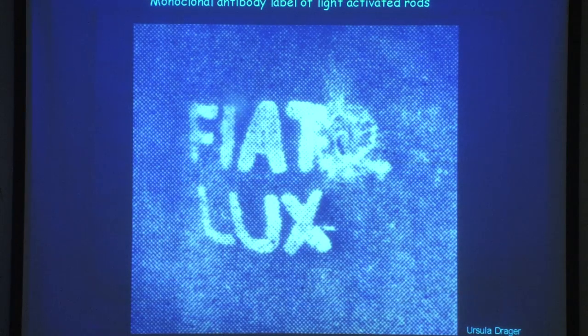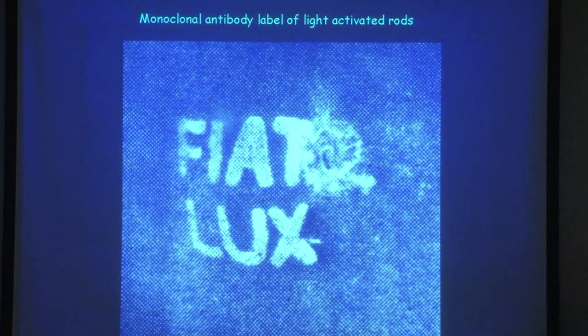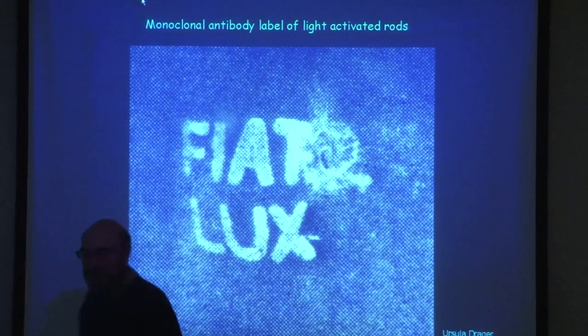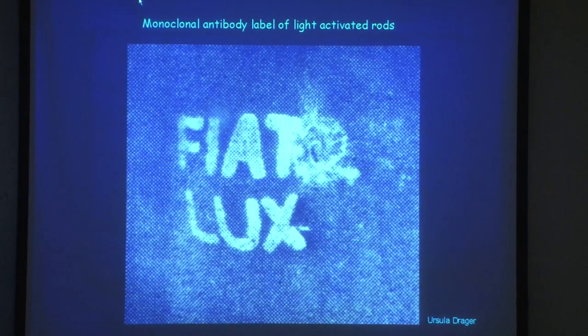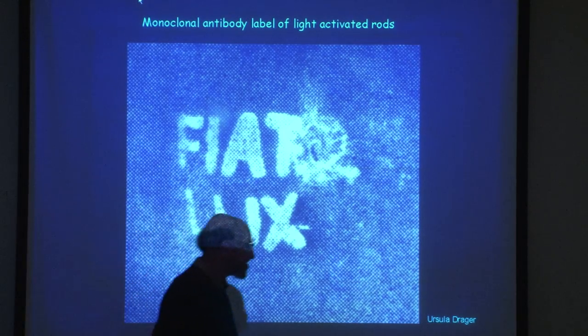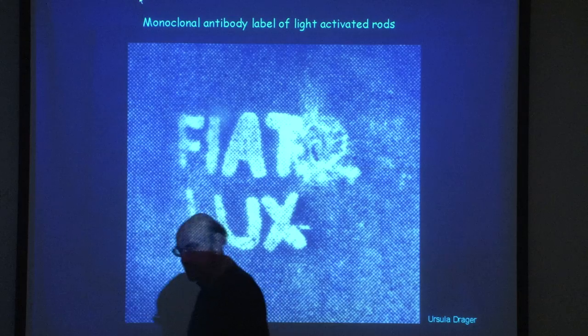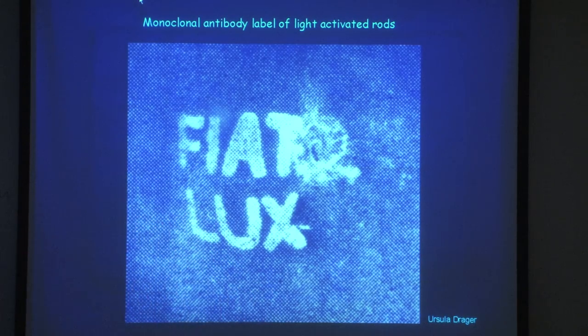OK, so now we are going to tell you about yet another experiment. This is an incredibly clever experiment that was carried out by Ursula Drager. At that time, when she did this beautiful experiment, she did this at Harvard Medical School. And what she did was this. She took the words fiat lux, put it on a screen, and exposed it to a dark-adapted animal, the animal being a mouse. Okay, and then her procedure enabled her to label, using a monoclonal antibody label, those cells that had been activated by fiat lux. Okay? So this is the actual retina, flat mount retina, showing you what has been activated.